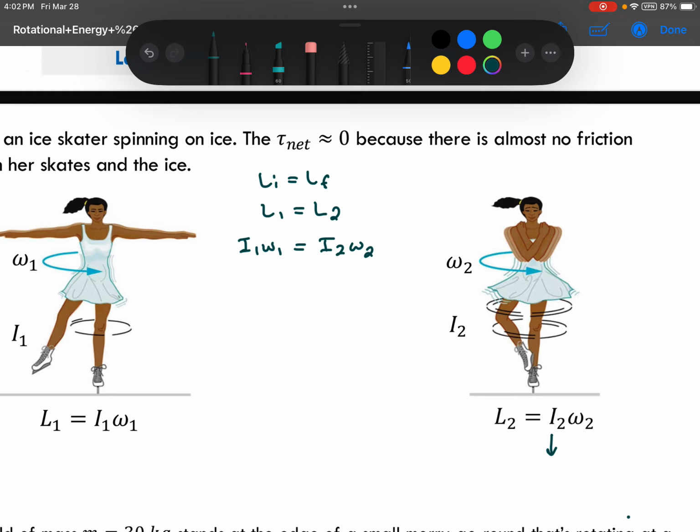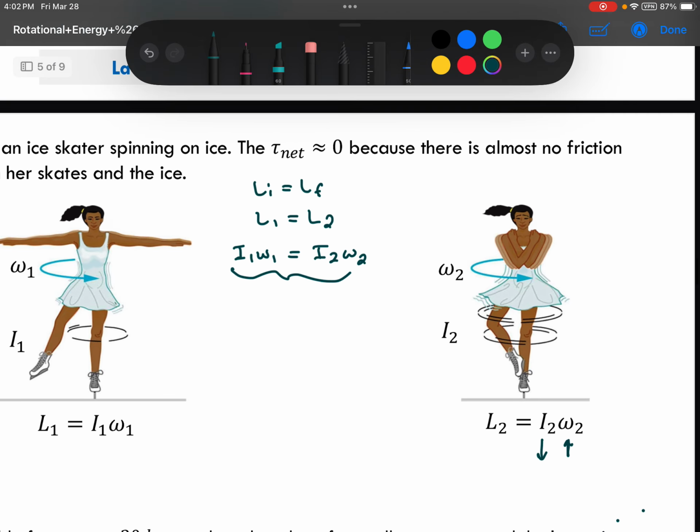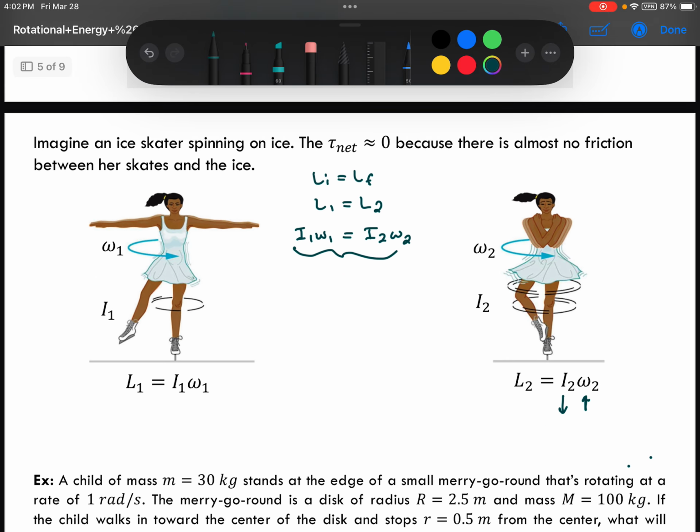But we know from the conservation, the product of each side has to match. So that means that the angular velocity in case 2 has to increase for that product to match. And so she ends up spinning faster. So by changing that rotational inertia, it affected the angular velocity as well. Decreasing the rotational inertia increased the angular velocity. If she were to put her arms back out, then that would lead to a greater I and she would slow down again.